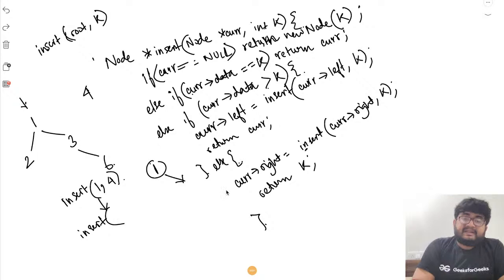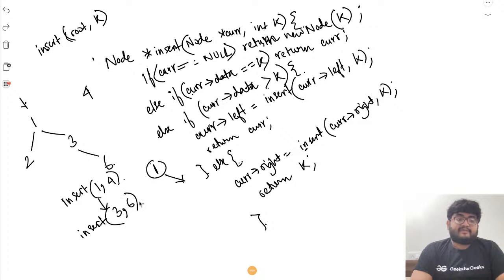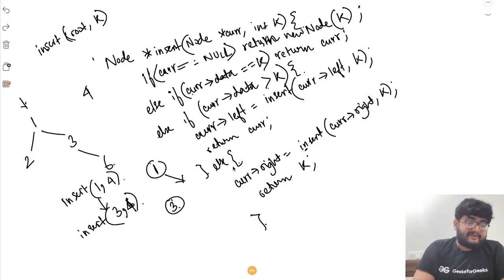Remember the line where it is calling insert: current of right equals insert. So this is calling insert for current of right, that is 3, with the value 4. 4 is to be inserted, right? Now for 3, just treat 3 as a different node altogether. Again, see all the conditions, none of them will be satisfied. We will go to the else part, right?